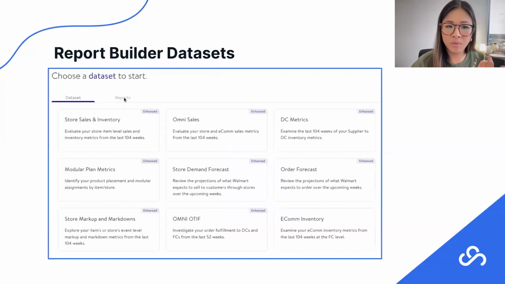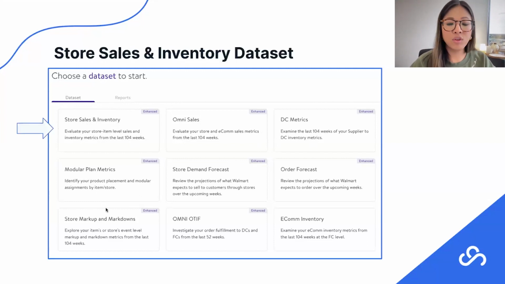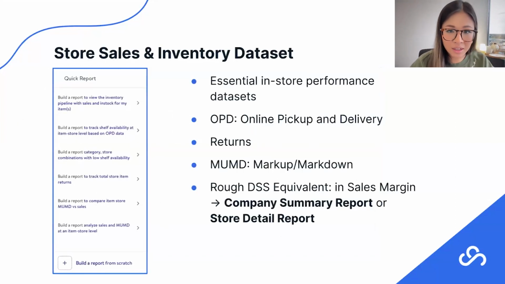And then, as I mentioned, when you have the two tabs at the top, data set versus reports, you're going to start with the data set. I won't bore you by reading everything, but you can see that you can pull your store sales and inventory, and it gives you information on what each data set should include. So in this particular example, we are going to start with store sales and inventory just to show you what that looks like.